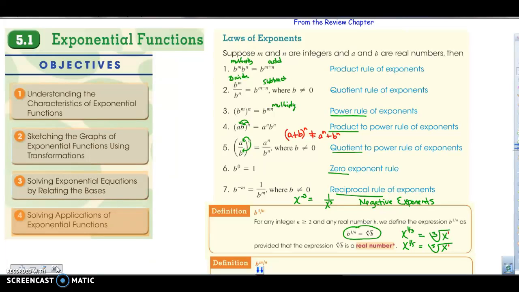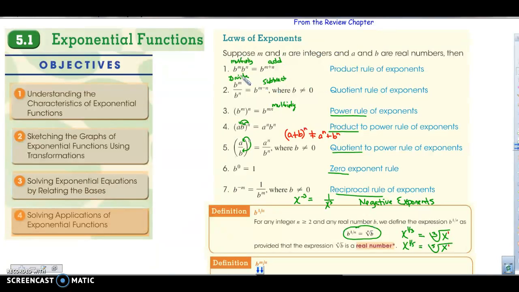Today we will take a look at section 5.1, exponential functions. To begin with, we'll take a look at the laws of exponents. These are from the review chapter in your book.